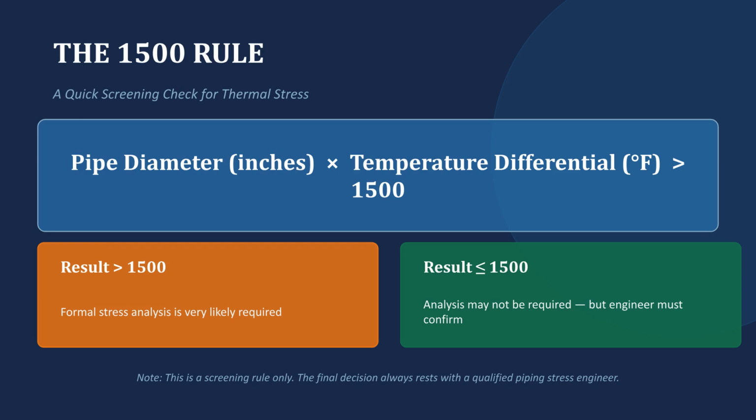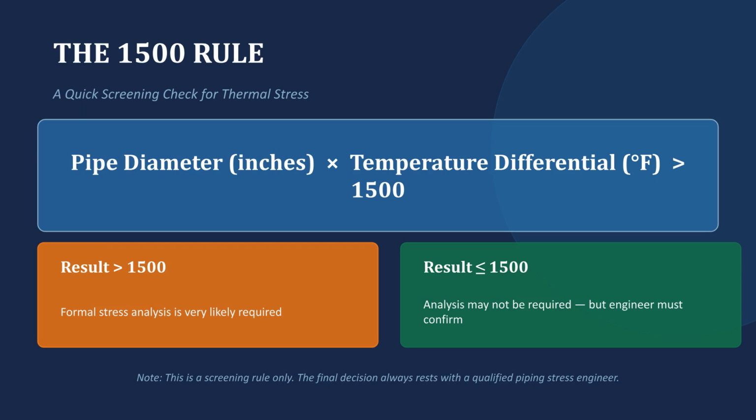Here's how it works. You take two numbers. First, the pipe's diameter, measured in inches. Second, the temperature differential, measured in degrees Fahrenheit. This means the difference between the pipe's operating temperature and its installation, or ambient temperature. This temperature difference is what drives thermal expansion. Remember, the bigger the temperature swing, the more the pipe wants to grow or shrink.